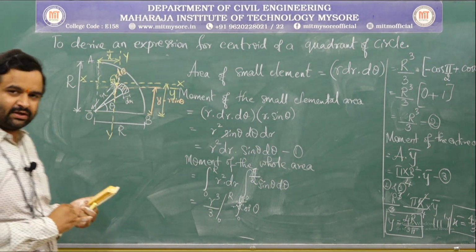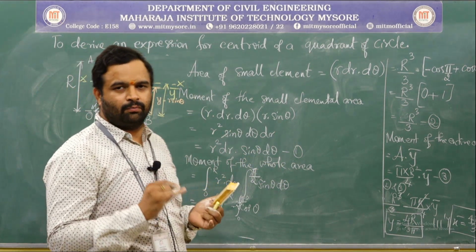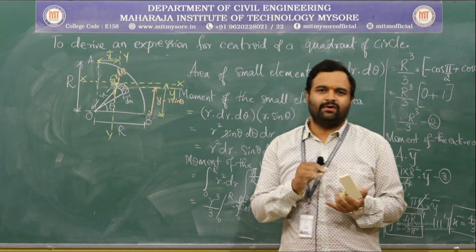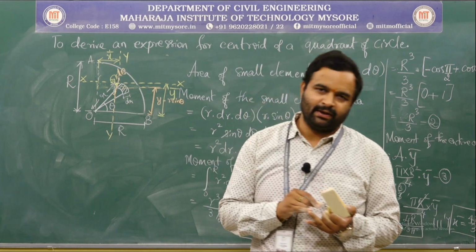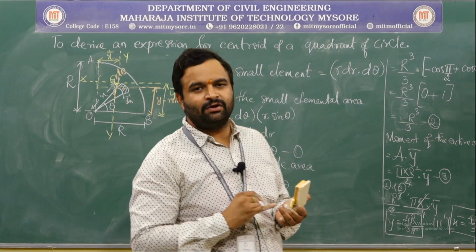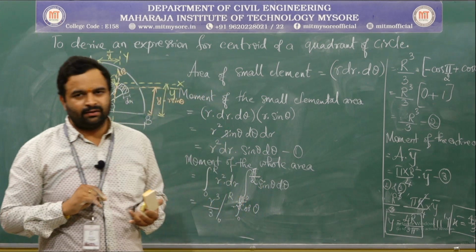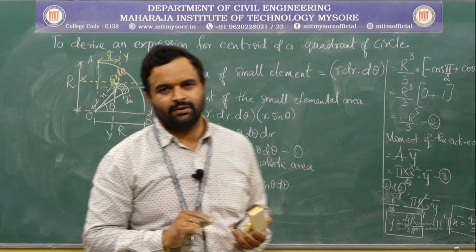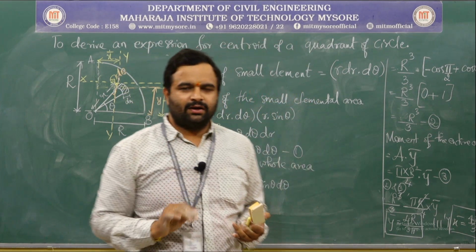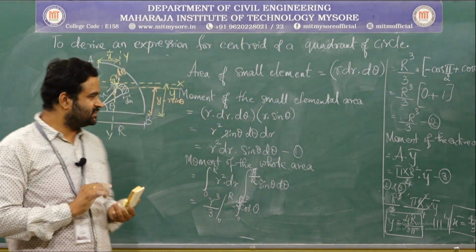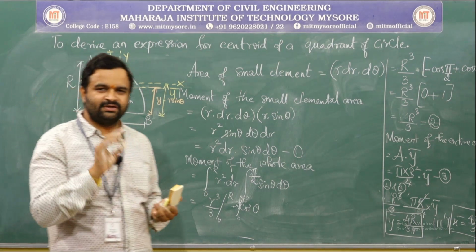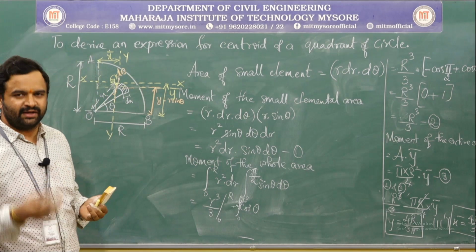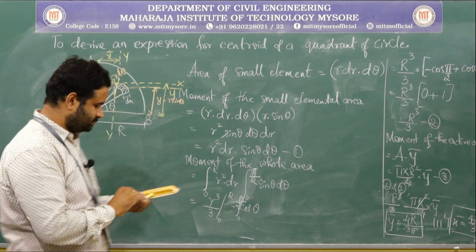So for a quadrant of a circle, we will be having both X bar and Y bar. For semicircle, we will be having only Y bar. For rectangle, we will be having X bar and Y bar. For a regular triangle, we will be having only Y bar. But for a right angle triangle, we will be having both X bar and Y bar values. Okay. So if you are clear with these things, let me just list out the formulas for the centroid for different plane figures, so that it will help you out for the next numerical sessions.